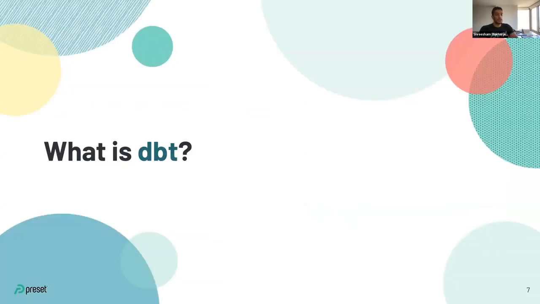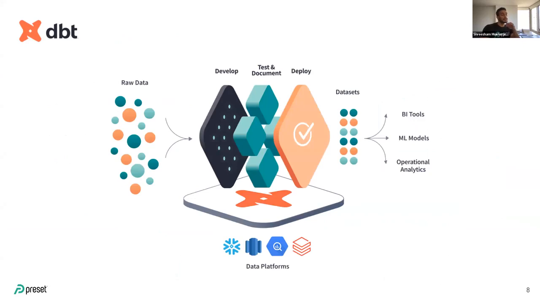So now, what is dbt? dbt is a data transformation tool that lets teams quickly and collaboratively deploy analytics code following software engineering best practices. Things like modularity, portability, CI/CD, and documentation. And it makes it much easier for those who know SQL to build production quality data pipelines.